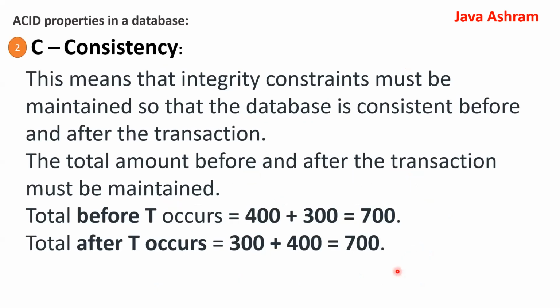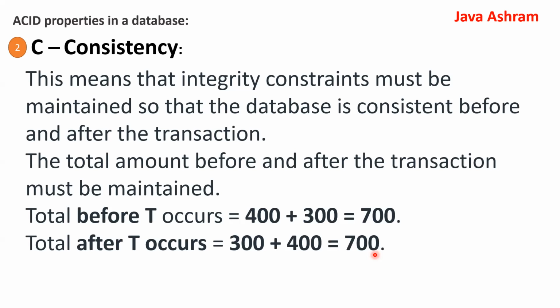So before the transaction and after the transaction, it is maintaining the integrity, right? So 700 before and after 700. It should not happen that it is 700 before, and after the transaction occurs, it becomes 600. No, it should maintain the integrity, right? So this is all about the consistency.